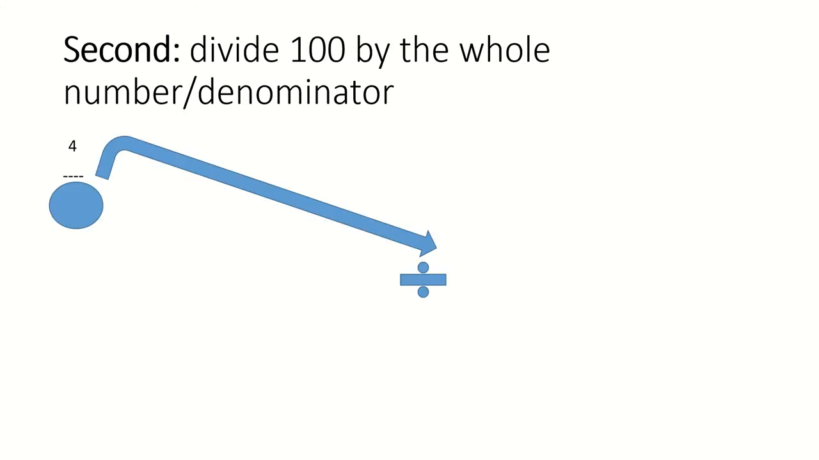Second, we need to divide the 100 by the whole number, which is the denominator. Remember, our denominator is 20. So we need to take 100 divided by 20. Take a moment. What is 100 divided by 20? 5. Good job.